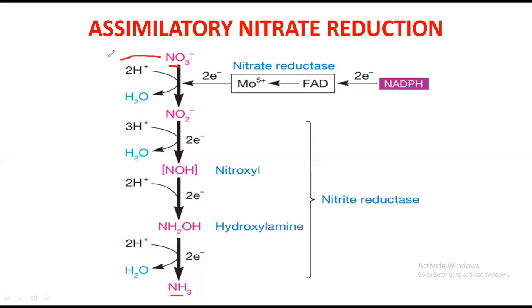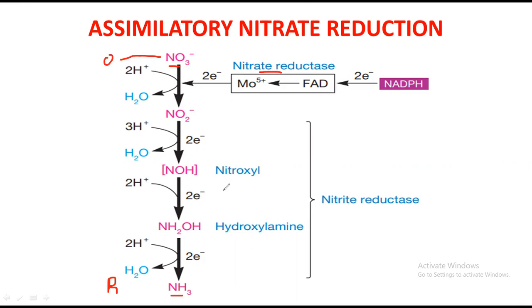This is the oxidized form. It is converted into the reduced form. So this is known as assimilatory nitrate reduction. So these are the chemical reactions, and the blue ones, nitrate reductase and nitrite reductase, are the enzymes involved in the assimilatory nitrate reduction pathway.